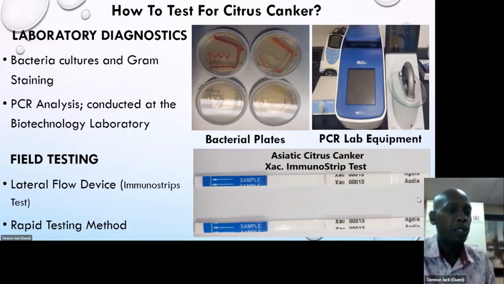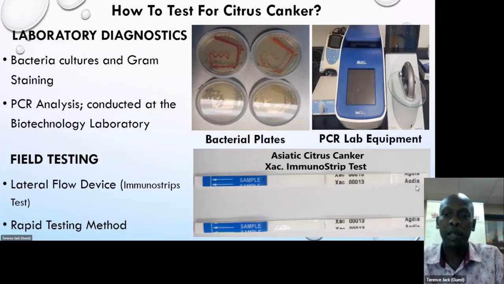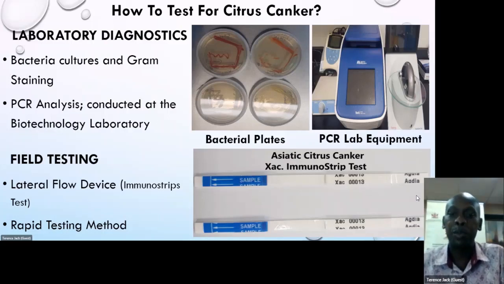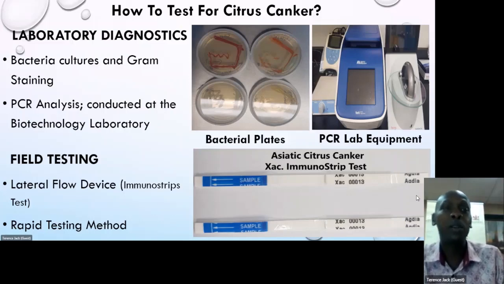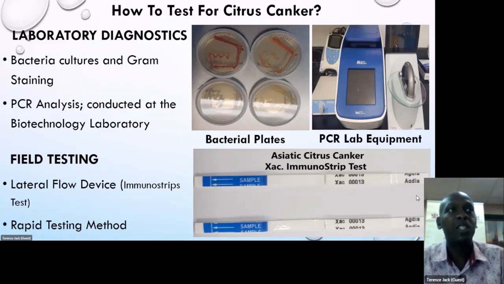Also, we do field testing for Asian citrus canker, and what we utilize is a lateral flow device or a lateral flow test. We commonly refer to it as an immunostrip test for Xanthomonas axonopodis pv. citri. Now, this lateral flow test operates on a similar principle to what we are now so familiar with, those COVID-19 rapid antigen tests.